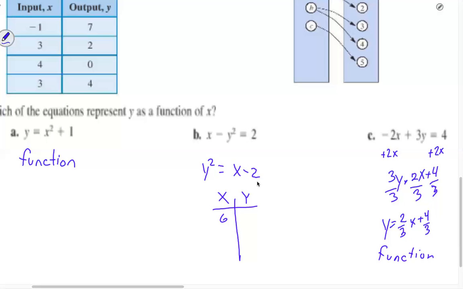Y wouldn't be 4. You're close though, Jake. 4 squared. No? Well, x is 6, right? So y squared is 4. So what number squared is 4? 2. Well, what about, could it be -2 as well? So that's why it's not a function.